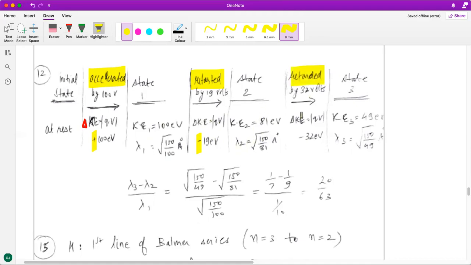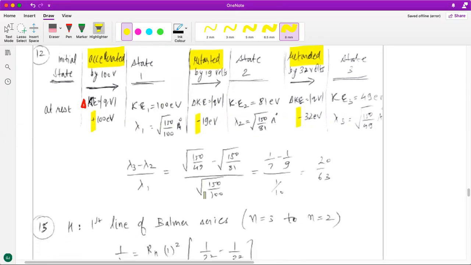Then again it was retarded. So as a result, the change in kinetic energy was 32 eV. And as a result, you got the final kinetic energy and the final de Broglie wavelength. So you got the values of lambda 1, lambda 2, and lambda 3. You substitute in the expression that you wanted to calculate and get the answer.